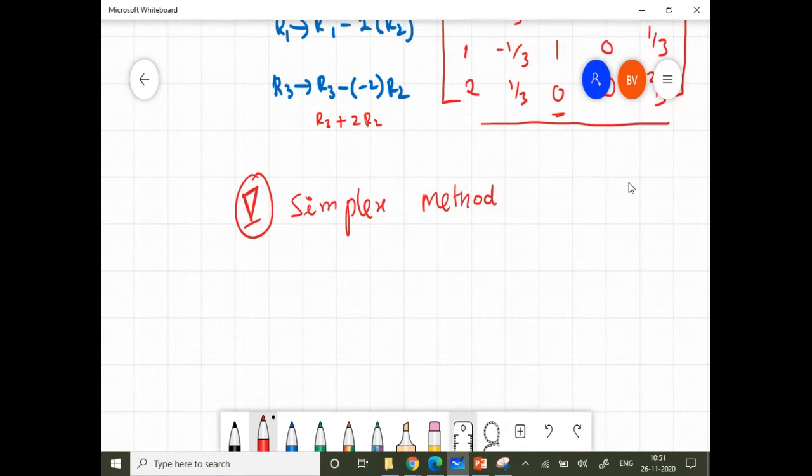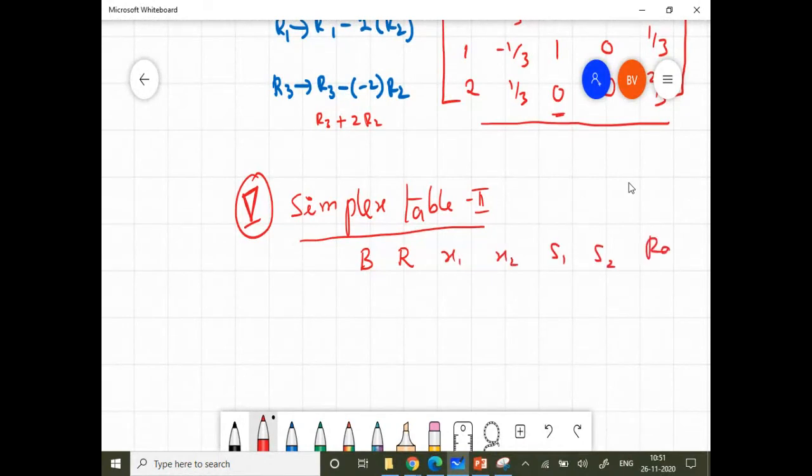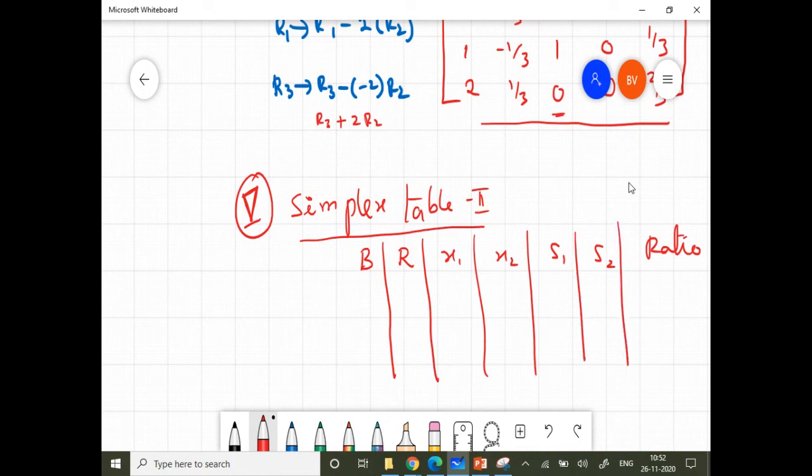Simplex method, simplex table 2. Fill this. First, titles of the table. B, R, variables are x1, x2, s1, s2, and ratio. So B is the first column, R is the second column, then x1, x2, s1, s2. Ratio will be calculated if necessary, otherwise ignore the ratio. And Z will be in the last.